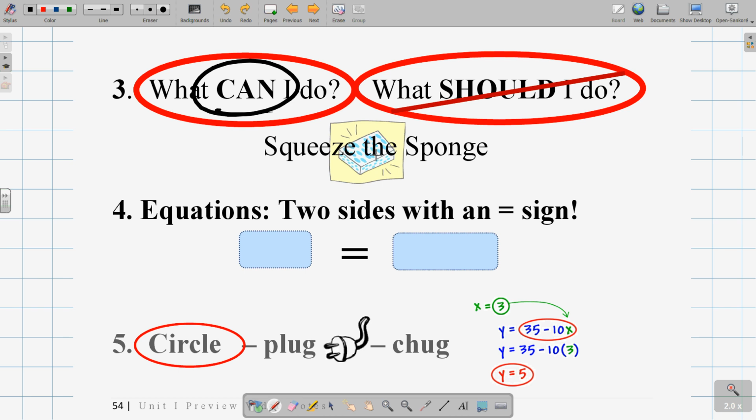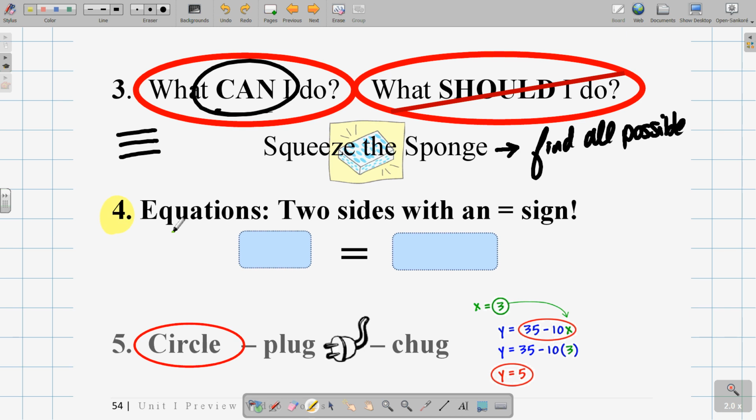I'll demonstrate what that is. Squeeze the sponge means I want you to take the problem and squeeze out all the information possible, just like you're wringing out a kitchen sponge. You don't hunt for one or two simple things. I want you to find all possible stuff. Squeeze out all possible information out of a diagram or a word problem.